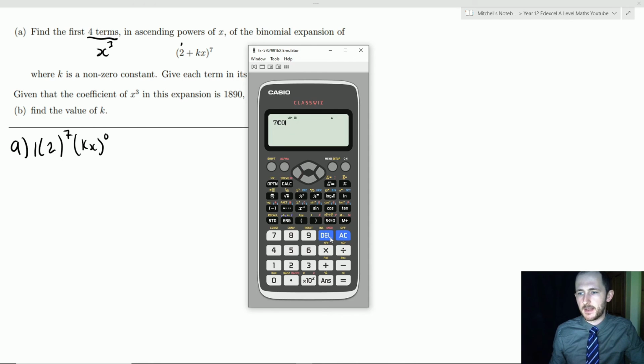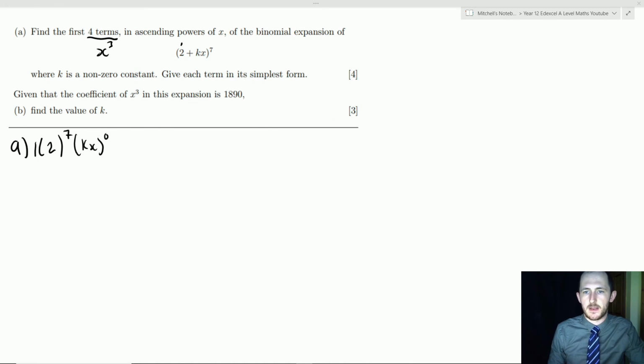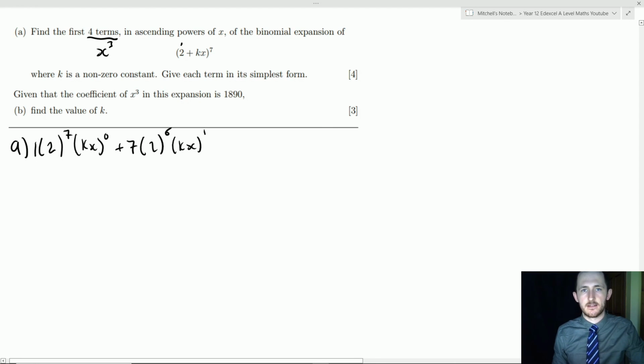Then I'm in the second place, so I put this as a 1, and I get 7. So now I get plus 7, and what I do is I reduce the power of the 2, so instead of 7, I make it 6, and I increase the power of the x. And that's all you do. That's rinse and repeat until the end, okay?